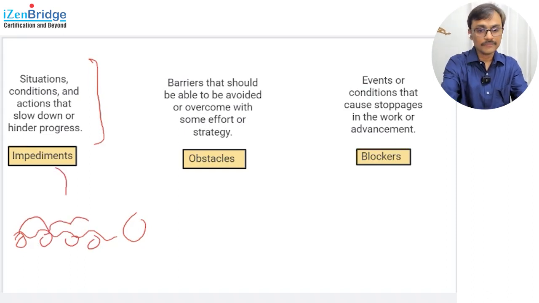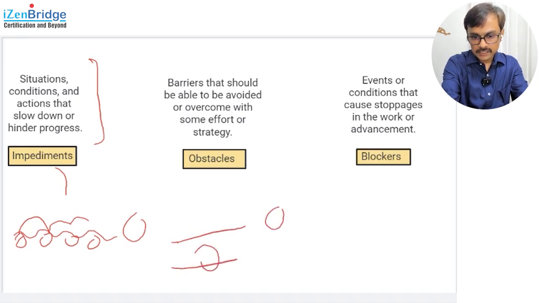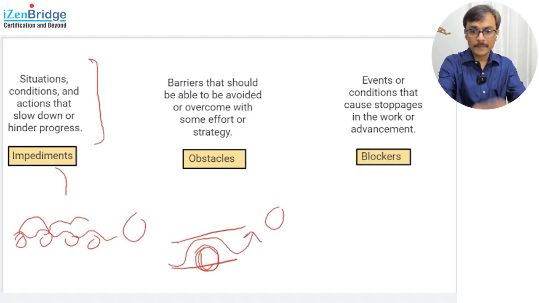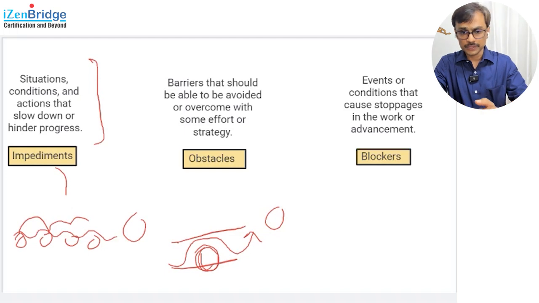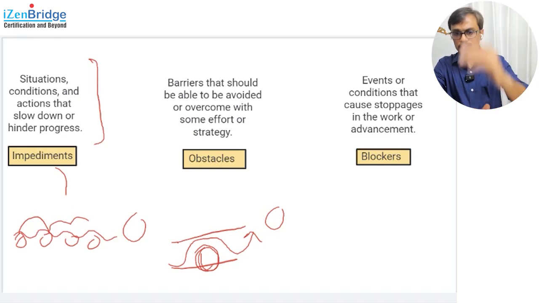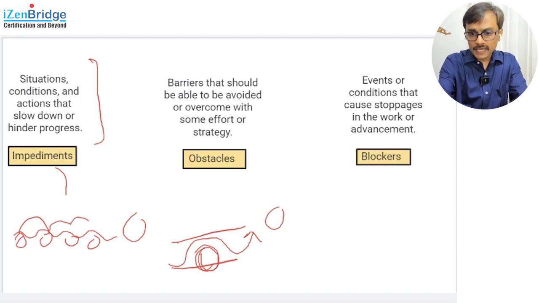That's an impediment. An obstacle is when we have a road towards the goal, but there are some obstacles there, so we have to take a narrow lane in between, which creates a little trouble, may not necessarily slow us down all the time, but if we can remove this obstacle we can go faster. So these are barriers that we should be able to remove so that we can go more smoothly towards the goal. The blocker is a type of impediment.